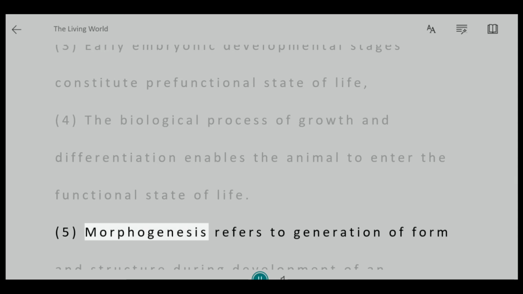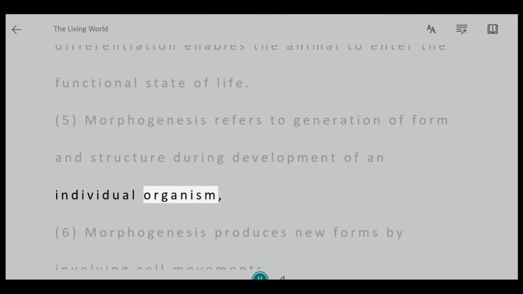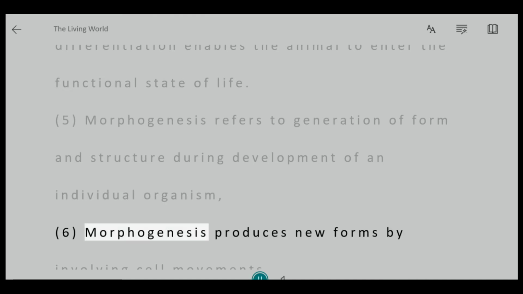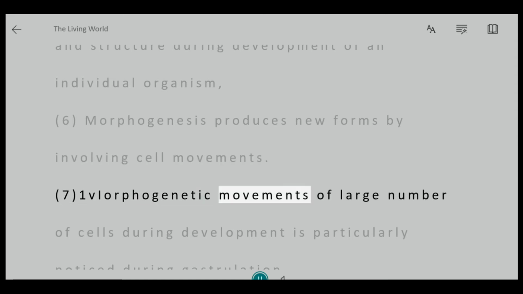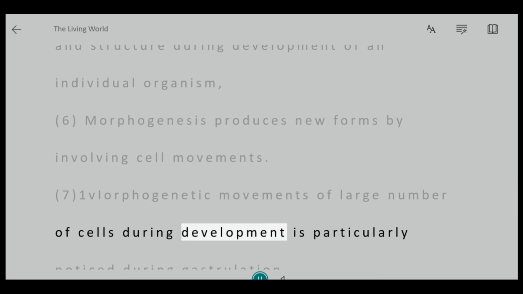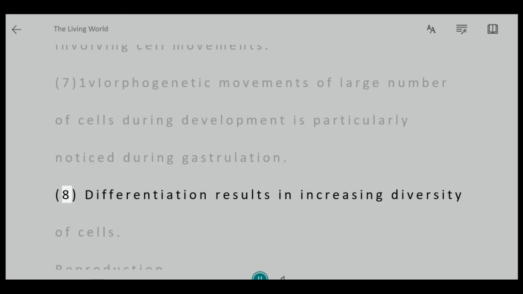5. Morphogenesis refers to generation of form and structure during development of an individual organism. 6. Morphogenesis produces new forms by involving cell movements. 7. Orthogenetic movements of large number of cells during development is particularly noticed during gastrulation. 8. Differentiation results in increasing diversity of cells.